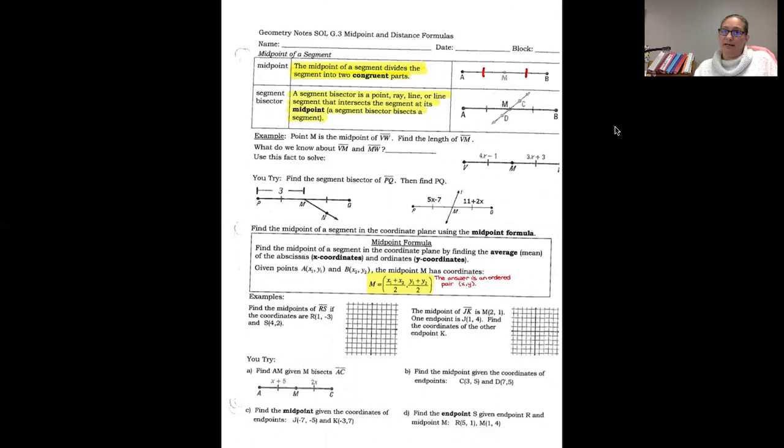Looking at the example, point M is the midpoint of VW. Find the length of VW. So as you see, VW is here. I think the end, that should be a W, is cut off for you there. So what do we know about VM and MW? They have the same measure.